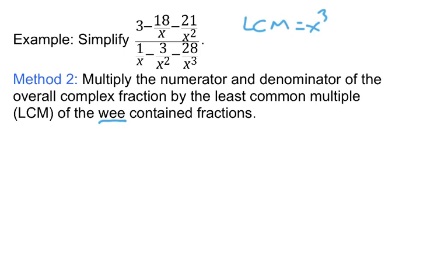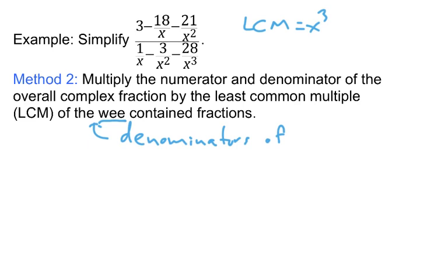So this is probably not as clear as it should be. Multiply by the least common multiple of the denominators. Let's add that phrase: of the wee contained fractions. So I'm looking to find, as if I was going to add all these wee fractions together, what's the common denominator between all of them?